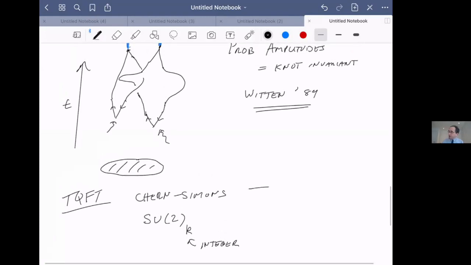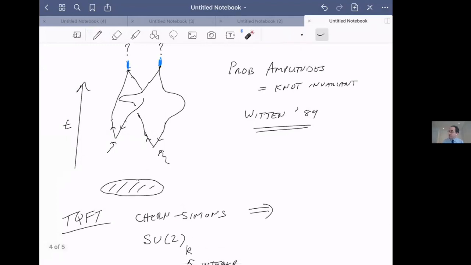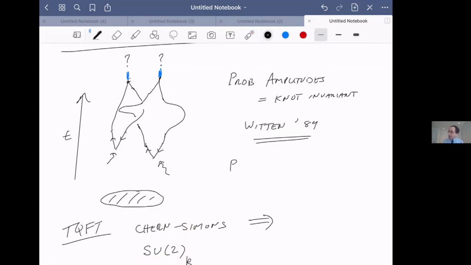And what he showed was, if you have this topological quantum field theory, the Chern-Simons type SU2 level K, and you want to know the probability of all the particles reannihilating, the probability of annihilation, all you need to calculate is the Kauffman invariant of the knot squared. So the Kauffman invariant gives you the probability up to some normalization, which I'm not giving you, but up to that normalization, all you have to do is calculate the Kauffman invariant and square it.